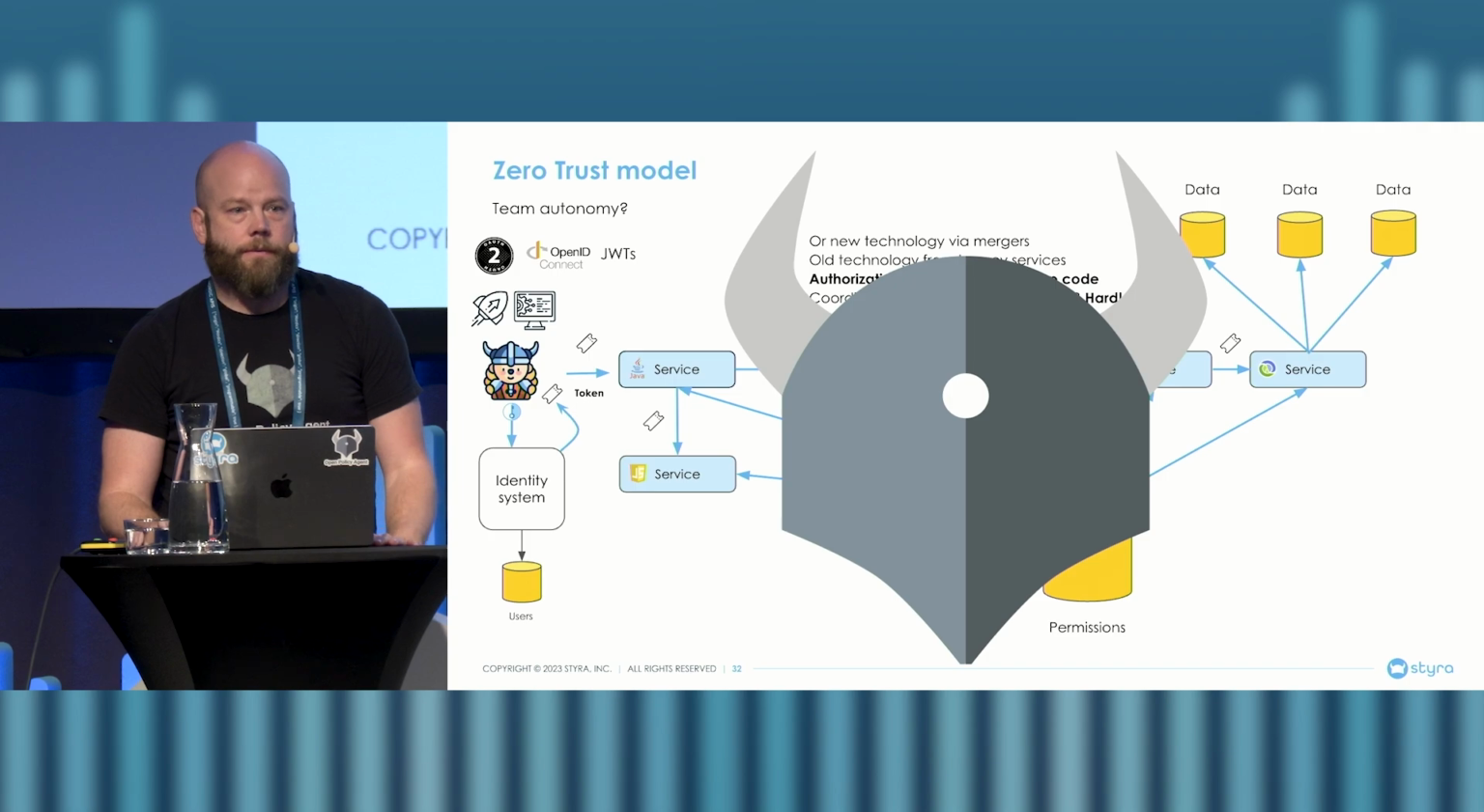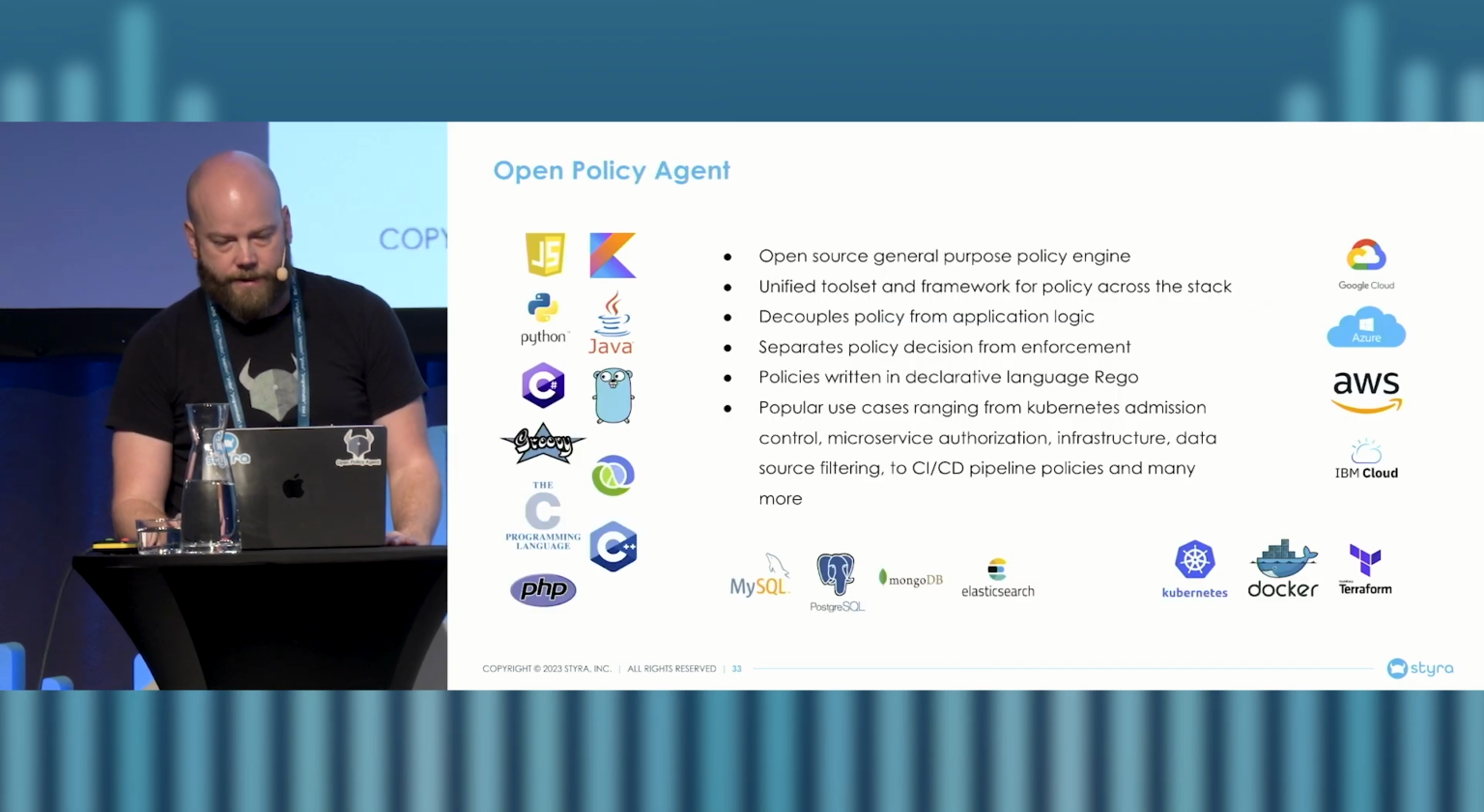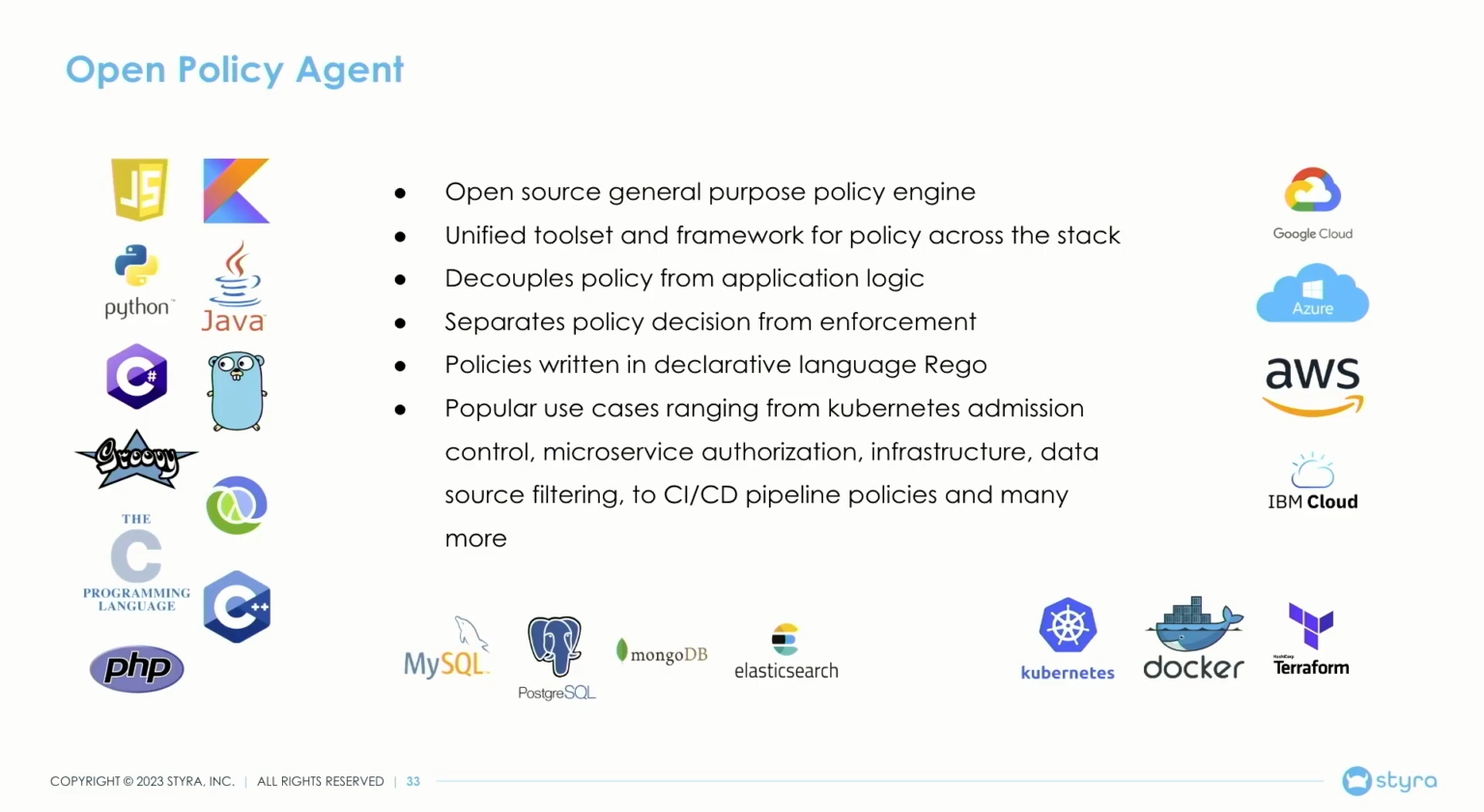That's basically what Open Policy Agent helps you with. So OPA is an open source general purpose policy engine. As David said, it's not just for authorization. You can create any kind of policy, and then you query OPA for decisions. It's a unified toolset and a framework for working with policy across your whole stack, which decouples policy from application logic. So meaning even if you have services written in all these different languages, that's no longer the responsibility of those services, because that's been decoupled.